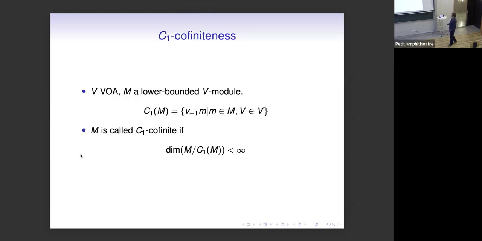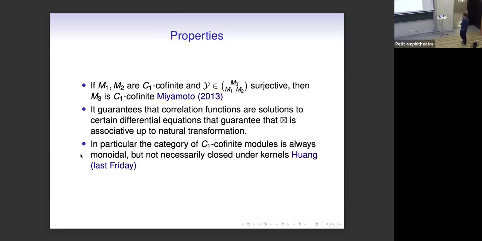So here is the definition. You take a module, and then the subspace that is spanned by the action of all minus-one modes is called the C1 subspace. And so you can take the quotient as vector spaces. That's a certain dimension. It's called the C1 codimension. And the module is called C1 cofinite if its codimension is finite. Very natural definition.